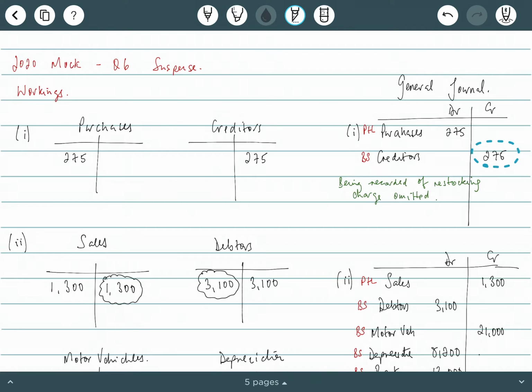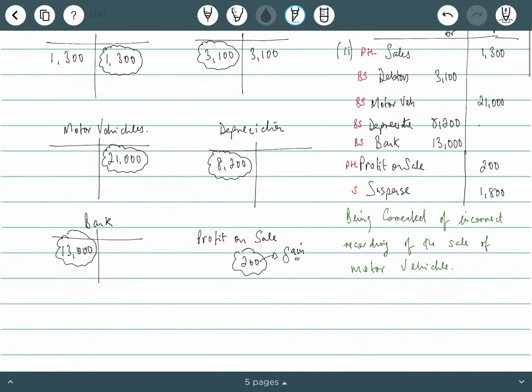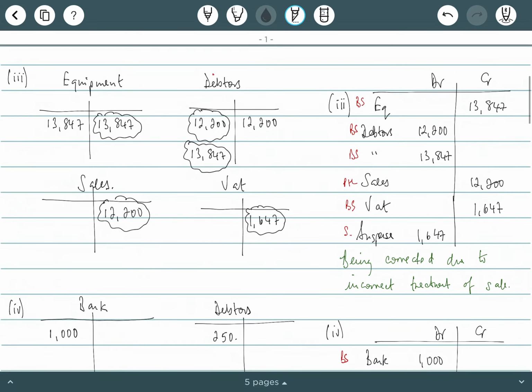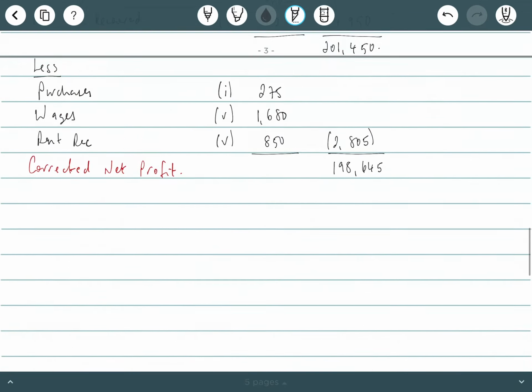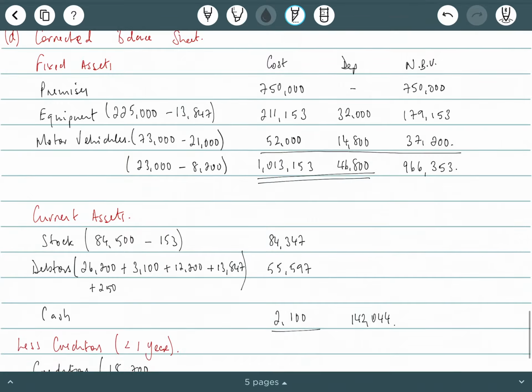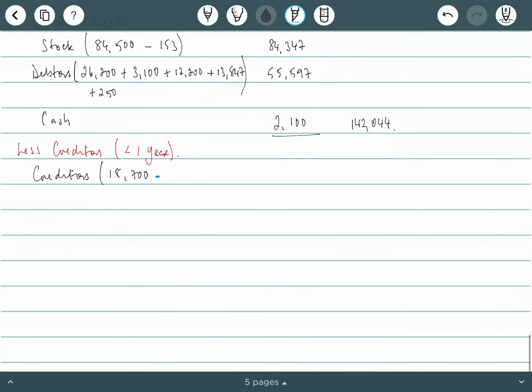So 275. Now, no creditors there, no creditors there, no creditors there, and I know there's no creditors in the last one, so that's fantastic. So we add it back on, and it was 275. That gives you 18,975.